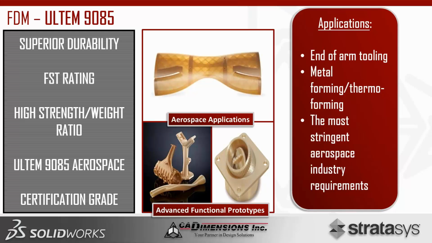Airbus, for instance, has about 1,000 3D printed pieces on board in their new systems. And because of this aerospace application, there's ULTEM 9085, specifically called ULTEM 9085 Aerospace for this nature. There's also a certification grade, which can be sterilized for different uses. You see a lot of end-of-arm tooling and metal forming as well as thermoforming with this type of application. And once again, going into aerospace, because of how strong and durable it is and the strength-to-weight ratio that you're getting from this material, it could really hold up with some of the most stringent aerospace industry requirements.